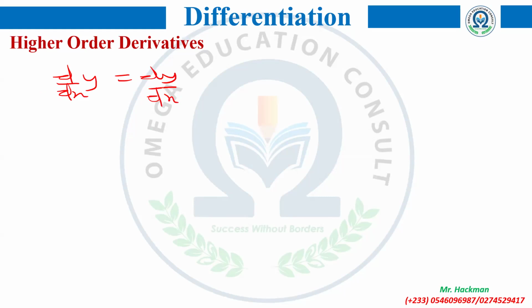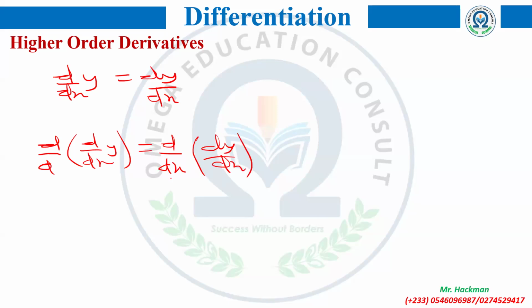Now, this dy dx, you can differentiate again. So if I find d dx of d dx of y, this will be equal to d dx of my resultant function here, which is dy dx. And this is how we write this notation. If you differentiate twice, this becomes d squared y over, you might think it will be dx all squared, but that is not it. It will give you d squared y over dx squared.